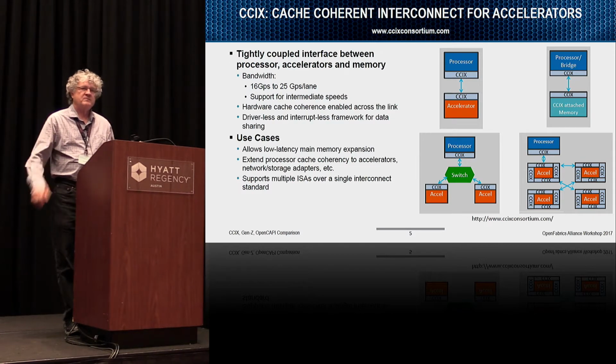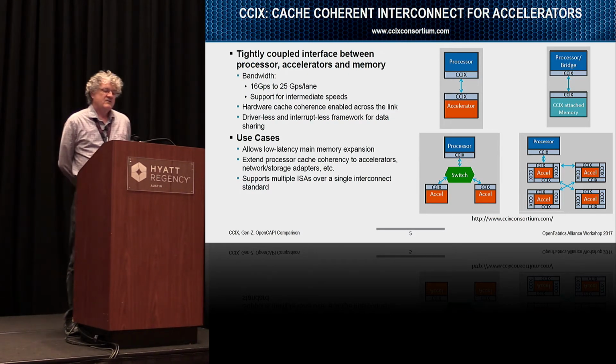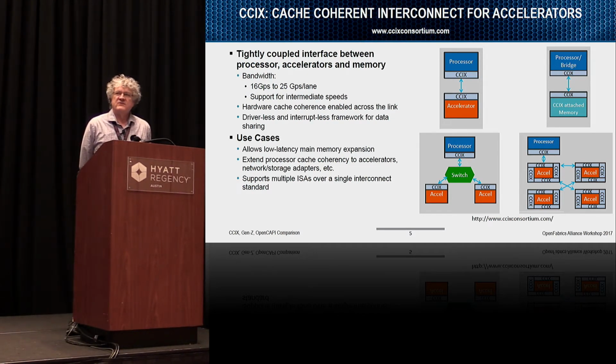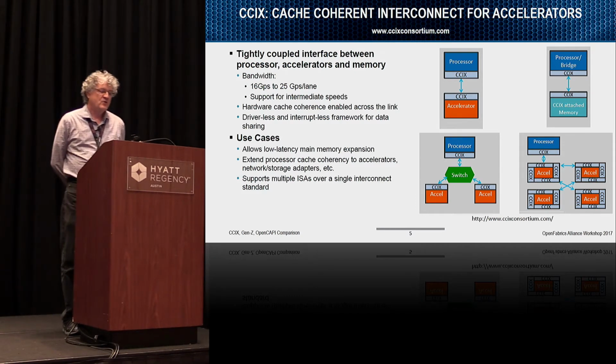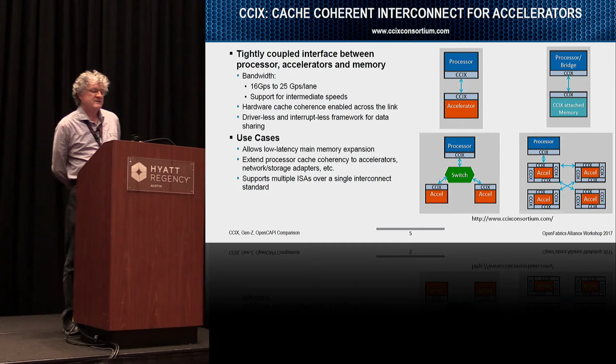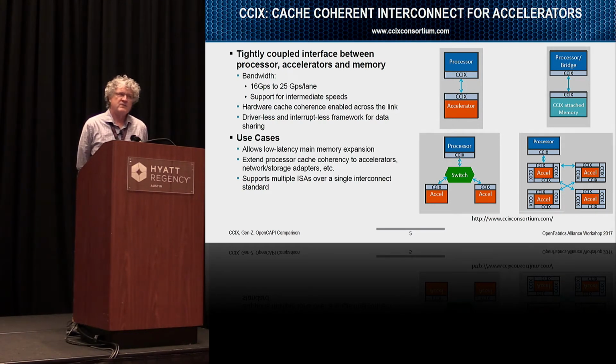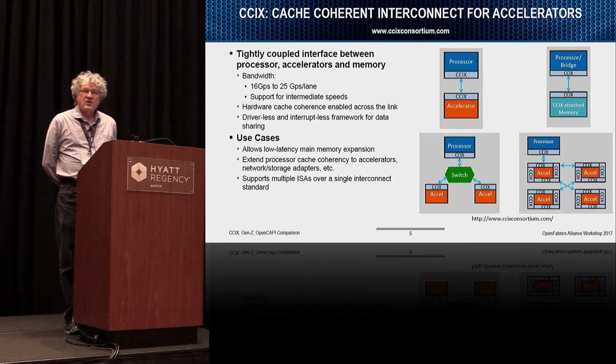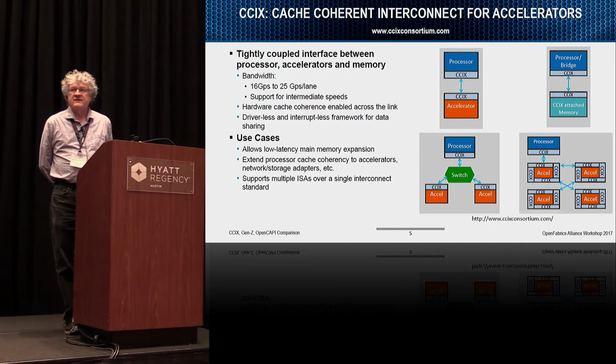16 corresponds to the PCIe Gen 4 standard. 25 was initially proposed as ESM, extended speed mode, in PCIe Gen 4, and so that's also been adopted for supporting in this. The key aspect that is reflected in its name is hardware cache coherence enabled across the link. So the coherence protocol is part and parcel of the CCIX specification.